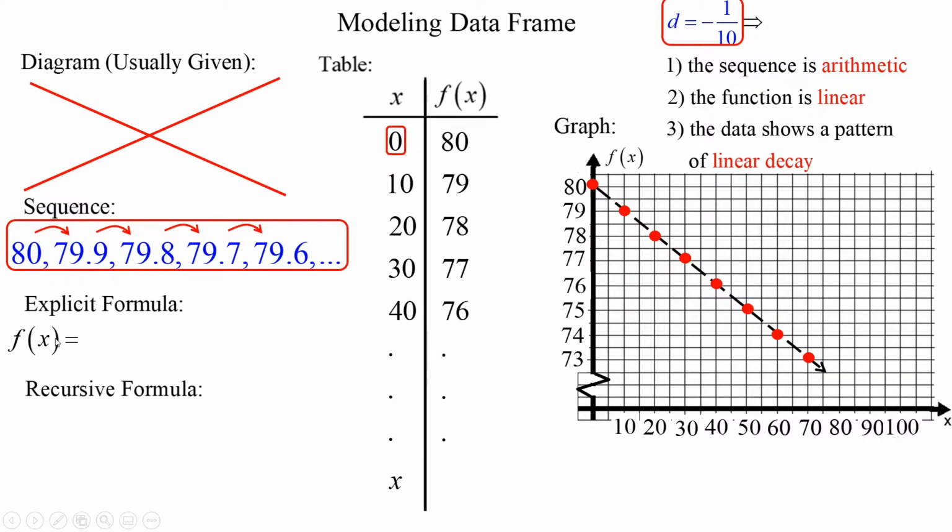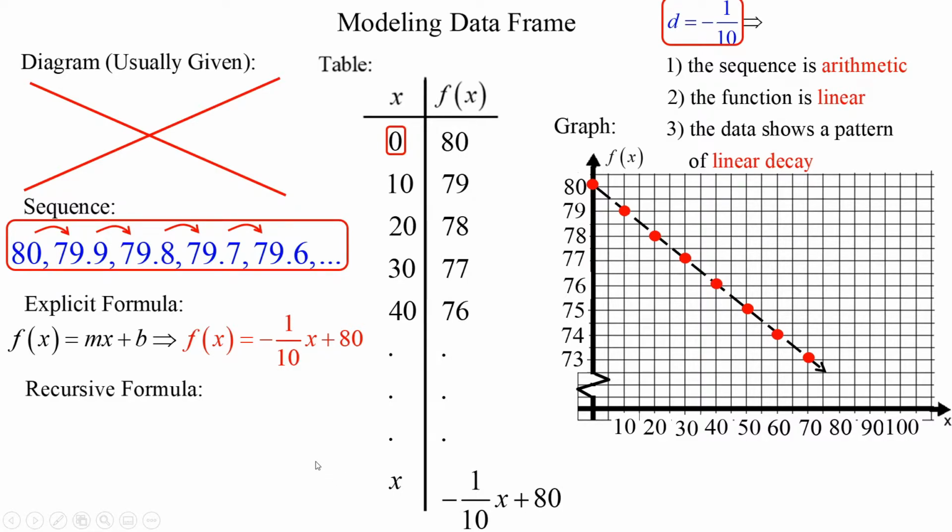So f of x equals, general form of slope intercept would be mx plus b. All right, so f of x equals, and slope is the same thing as our common difference, negative 1/10, x plus b, my y-intercept is the 80. So negative 1/10 x plus 80 right there.